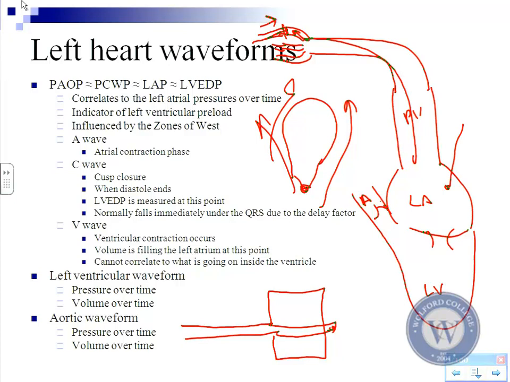Right side of the lung. Why? Because it gets 60% of the cardiac output. 40% goes to the left, 60% goes to the right. So there's more flow going this side. As a consequence, you should expect the PA catheter to always be on this side, and it is.